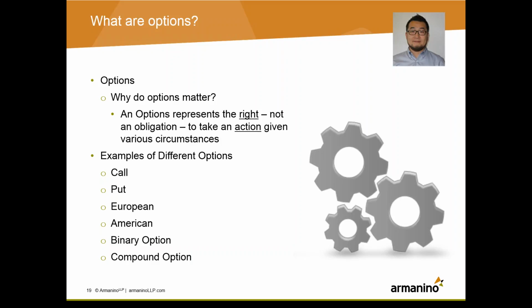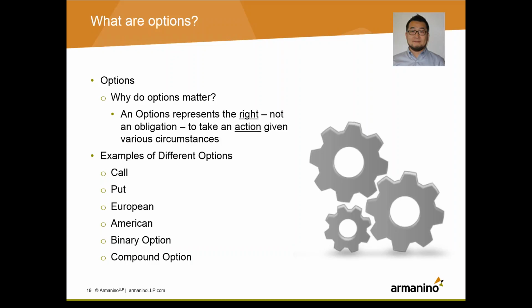So for example, there are two kinds of options basically on the actions you can take, whether it's call, which is a right to buy, and put, which is a right to sell. And depending on the other parameters of the option, such as when you can exercise the option and what the net settlements will be, there could be a number of different options.